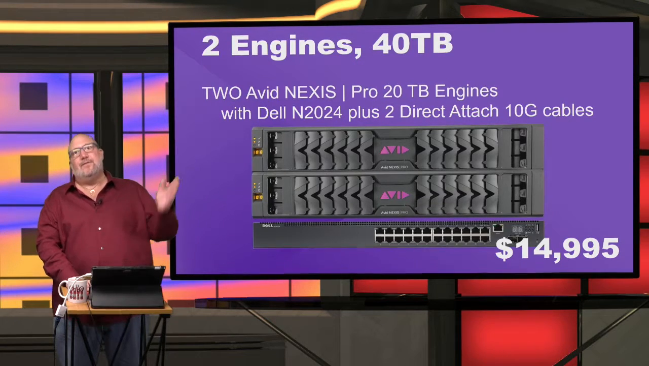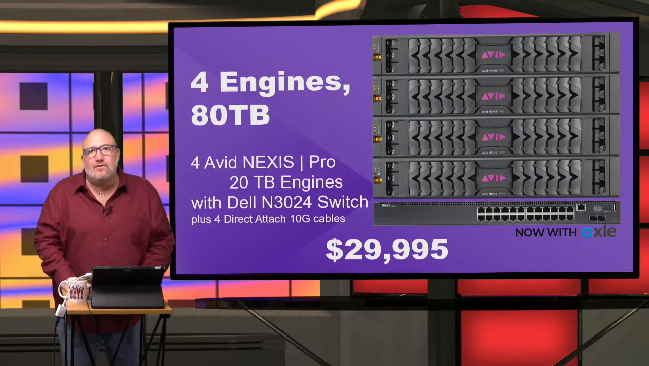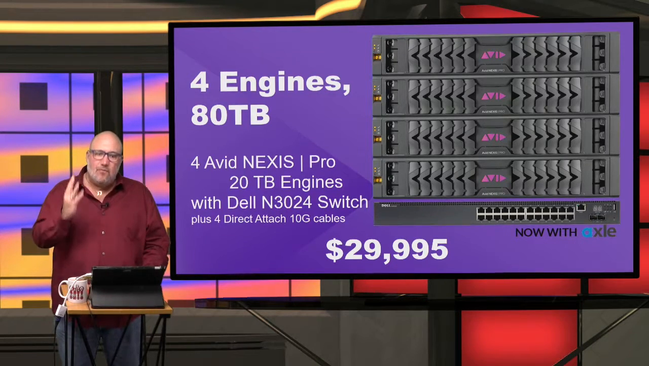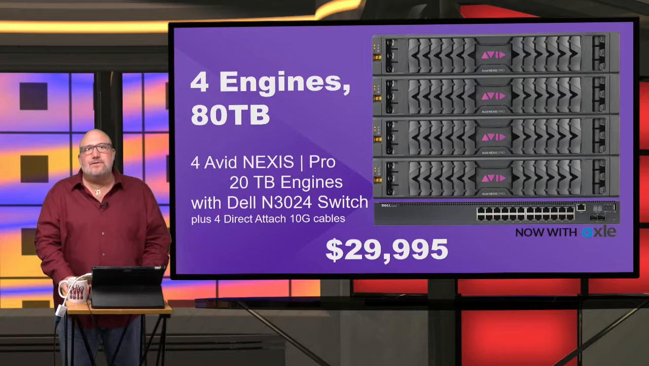But wait, there's more. We've got a 4-engine bundle that's 80 terabytes of Nexus Pro storage. It gives you 4 engines. We're going to upgrade you to the Dell N3024 switch because you need a bigger switch when you're going to have more engines. And that's $29,995, under $30,000. This is a big deal, folks, and a great way to get a massive amount of storage.